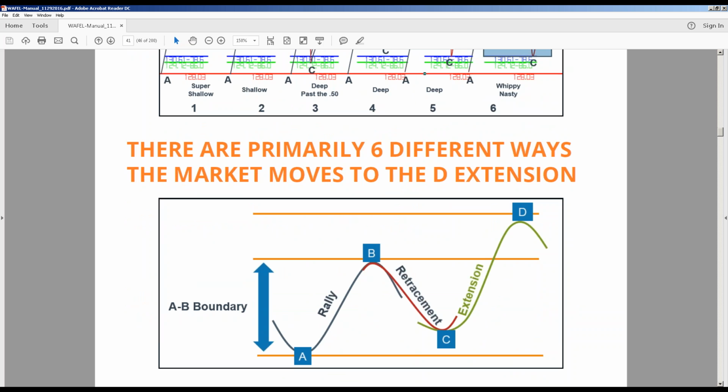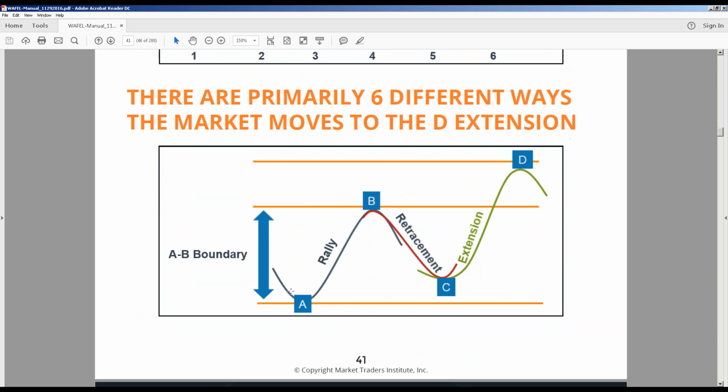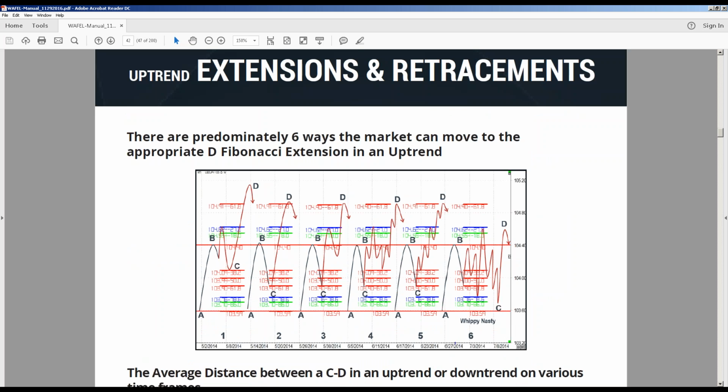Right, now there are primarily 6 different ways the market moves from the C to the D extension. There's your AB boundary. The market establishes the AB boundary, then it retraces to establish the C, and then when you have a confirmed C and you are moving from the C to the D, this is what we call an extension.